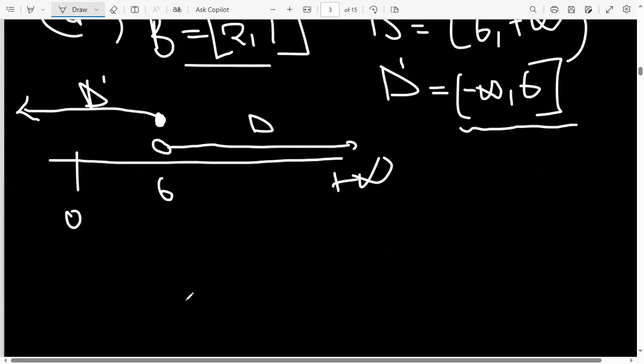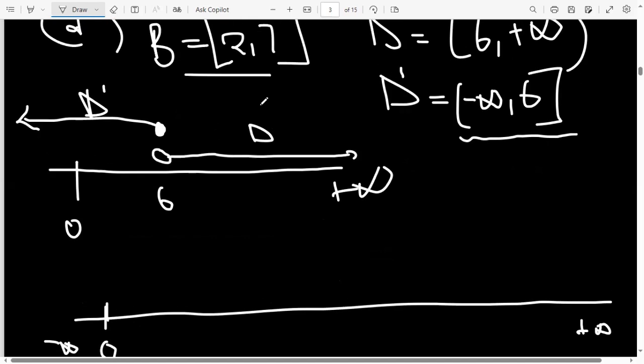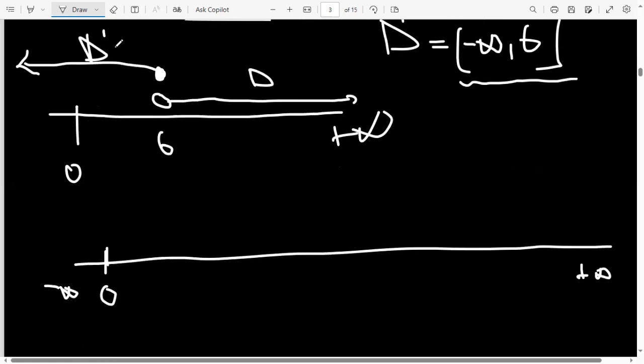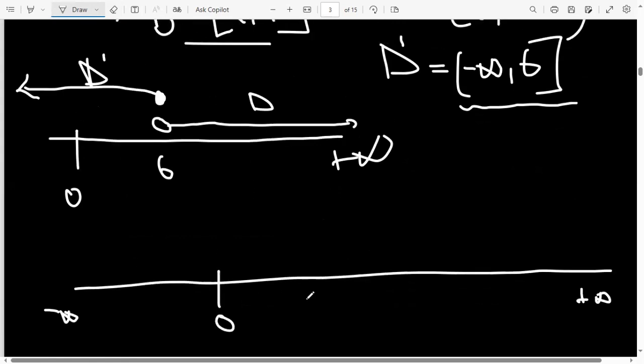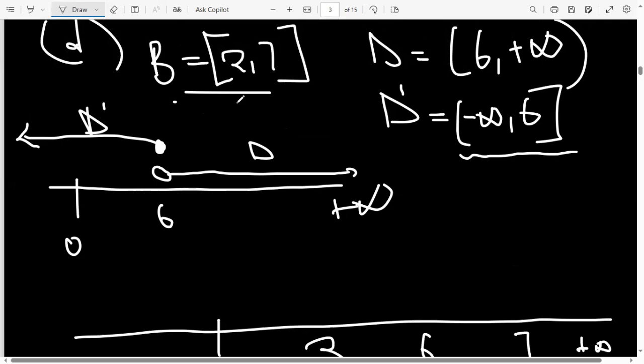Let's draw them on the number line. If this is our number line, positive infinity there, and then minus infinity somewhere there. Of course, always put a 0 somewhere. Maybe I should move the 0, because the minus infinity we are going to use it. Let me put the 0 here. The 2 will be somewhere there, and then we have the 6, and then the 7.